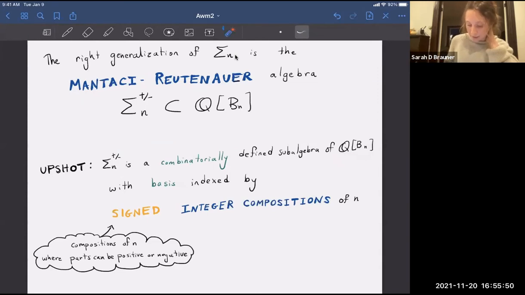And now its basis is going to be indexed by signed integer compositions instead of integer compositions. So you should think of these as integer compositions of n, but now I can have my parts be positive or negative. So it's a very natural type B generalization.